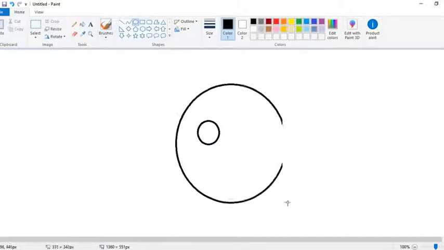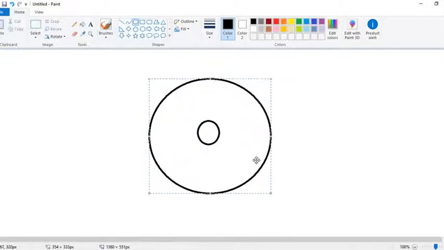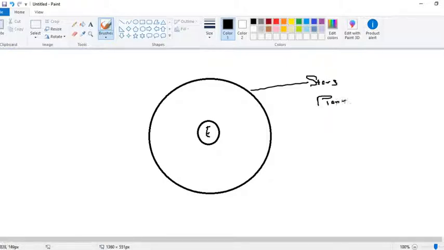This is your Earth. This is your celestial sphere. This celestial sphere consists of all those things like stars, planets, moon, all your galaxies. Everything comes under this.